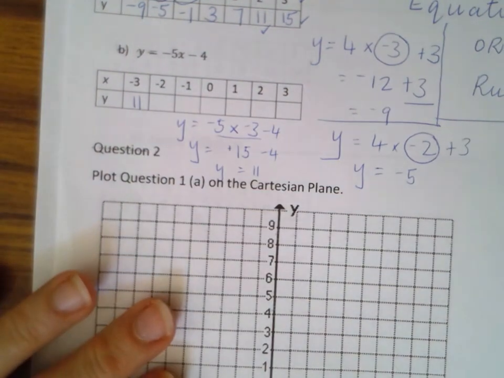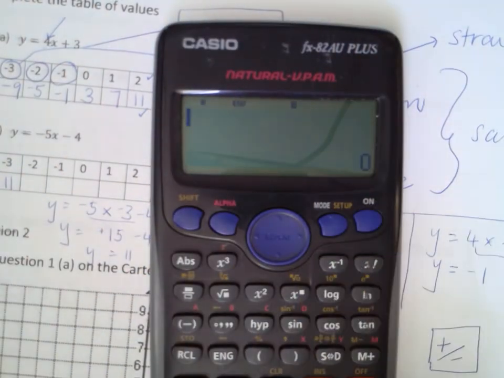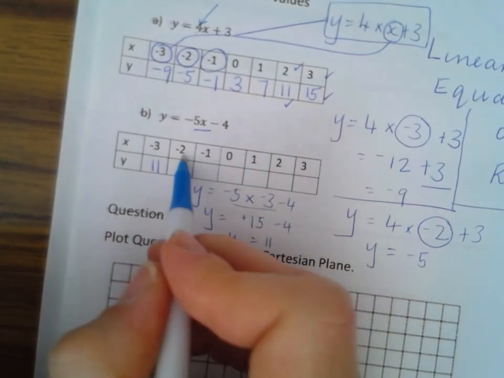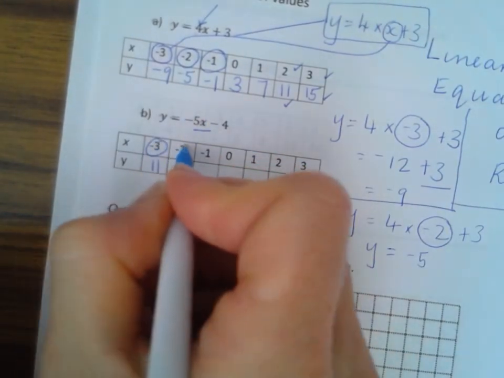But don't be scared to check it on your calculator. Negative 5 multiplied by negative 3, enter, take away 4 is 11. Use your calculator to check. This time we're going to go negative 5 times x, which is negative 5 times negative 2 now. That's our next x value.